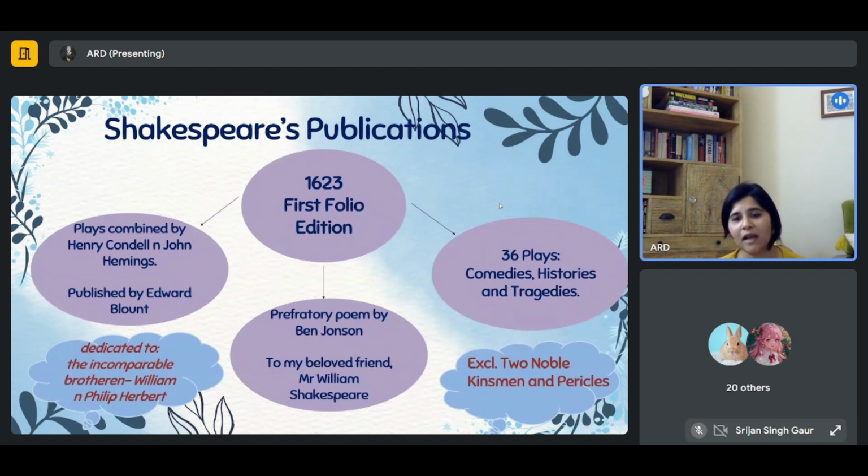Okay, publisher was Edward Blount. So all these names, all these facts, they are important. We should know that. 36 plays were published. They loosely classified it as comedies, histories, and tragedies. But later, critics like Edward Dowden or F.S. Boas found these classifications not up to the mark. So then this new classification of tragicomedy came for his later comedies, which were very mature. Okay, so initially they were classified as comedies, histories, and tragedies. Now this classification has not stood the test of time.